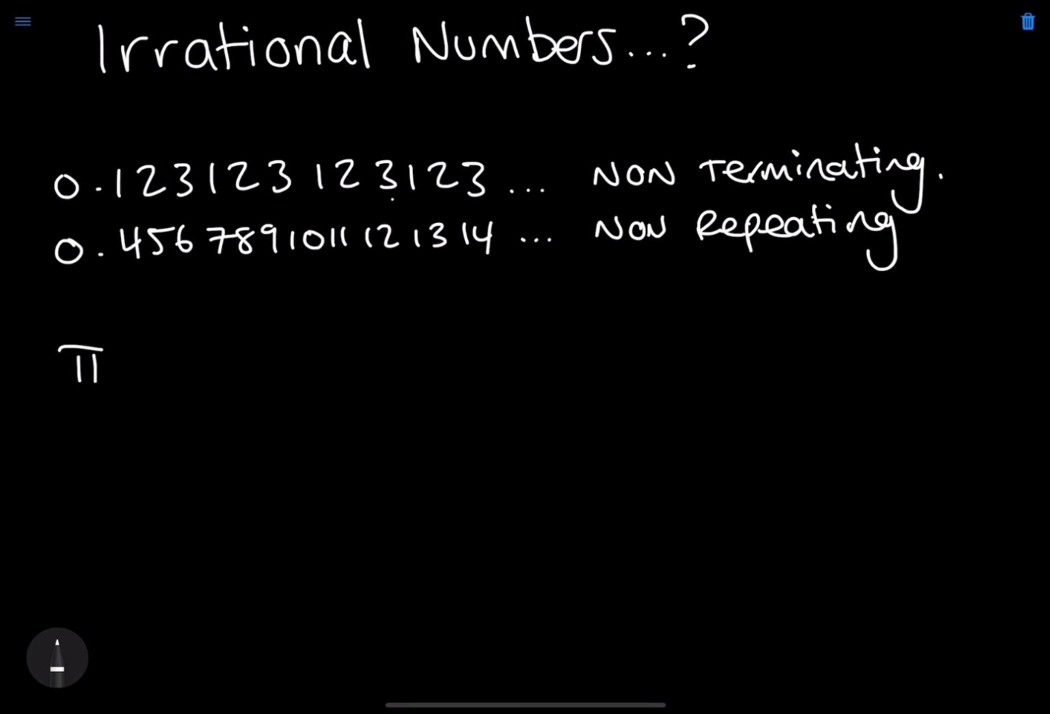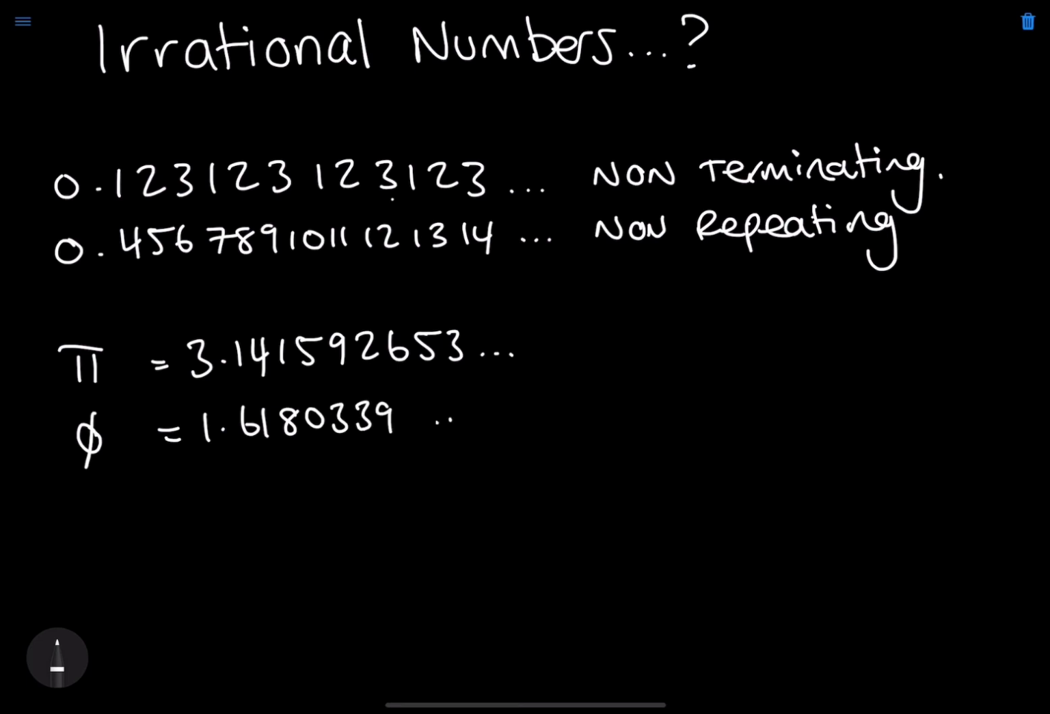Some really famous examples of this are pi. That's 3.141592653 and so on. It is non-repeating and it never terminates. It is an irrational number. Then there's phi, the golden ratio, 1.61803339, and so on. It is non-repeating and non-terminating. It is irrational. The square root of 2, 1.414213562, and so on. That is a non-terminating and non-repeating number. It is irrational.